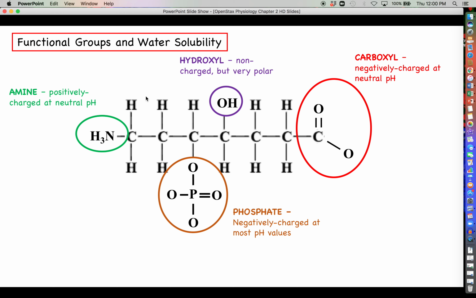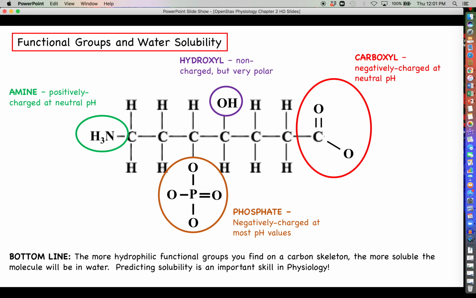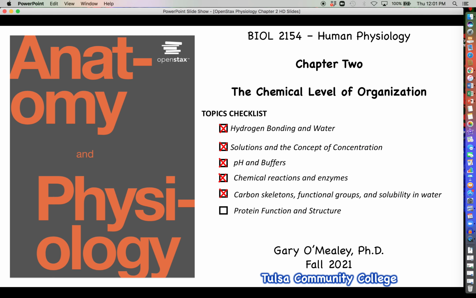Now, these hydrogens are still going to give this molecule a little bit of hydrophobic properties, but there is no doubting that this molecule that you see here is much, much, much more hydrophilic than the heptane molecule that had nothing but hydrogen surrounding the carbon skeleton, of course. So the bottom line here is that the more hydrophilic functional groups you find on a carbon skeleton, the more soluble that molecule is going to be in water. And like I said, being able to make these sorts of predictions is going to be a very important skill for us as we move on later in the semester.